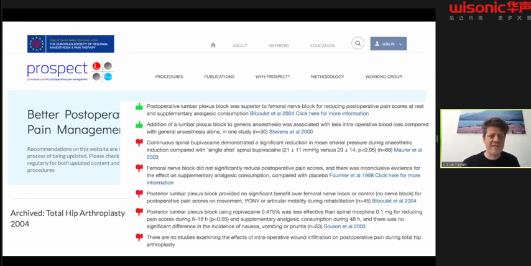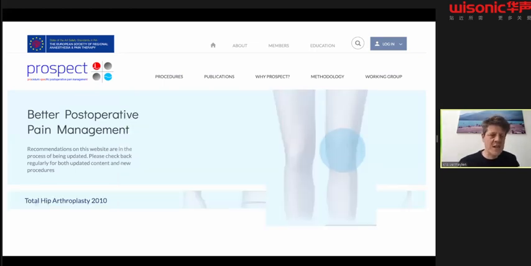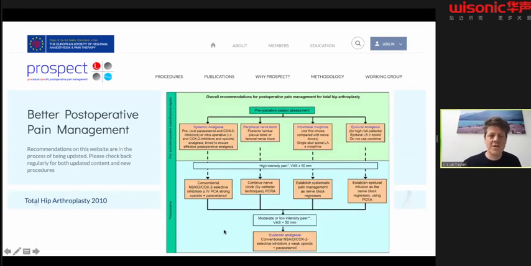At that time, there was still a lot of thinking about epidurals. They were still thinking about intrathecal morphines, and not so much about peripheral nerve blocks. But you can imagine in 2004, not a lot of people used ultrasound. And it changed. In the new guidelines of 2010, there was much more interest in peripheral nerve blocks, and intrathecal and epidurals were not the first choice anymore.